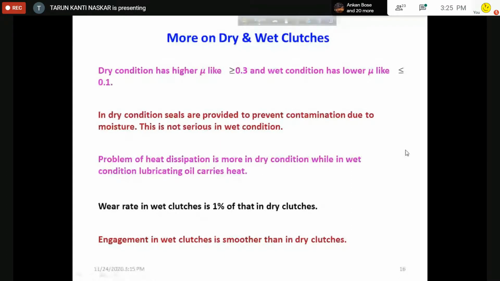Sir, in automobiles, is dry clutch used or wet clutch? In automobiles, normally wet clutches are used. Okay.